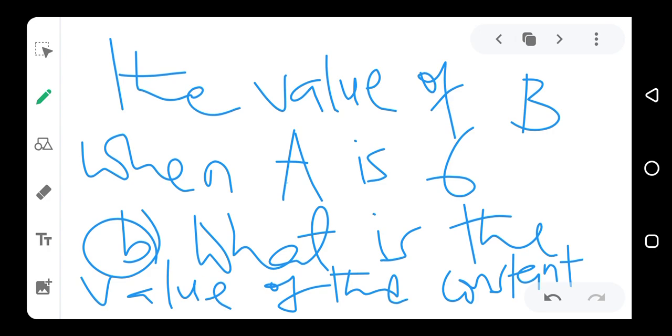So use the two methods to look for the value of b. You use the formula in the first one, and in the second one you look for the constant, and then use the constant to get the value of b.